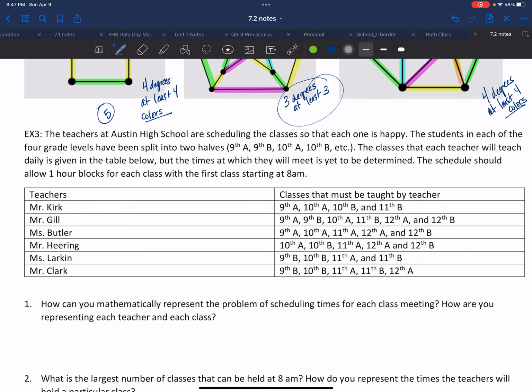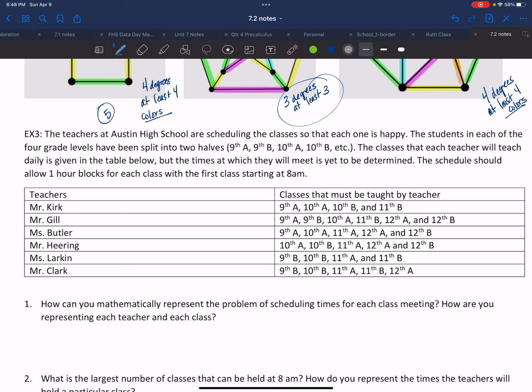This is one of our more challenging questions, and there's a couple different ways that we can handle it. Let's take a look at what the question is asking. The teachers at Austin High School are scheduling the classes so that each one is happy. The students in each of the 4 grade levels have been split into 2 halves, 9A, 9B, 10A, 10B, etc. The classes that each teacher will teach daily is given on the table below, but the times at which they will meet is yet to be determined.